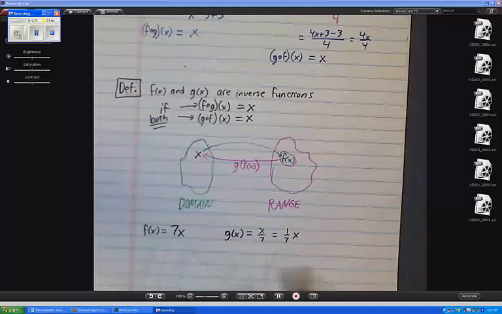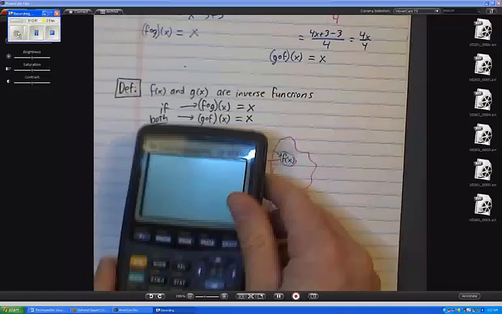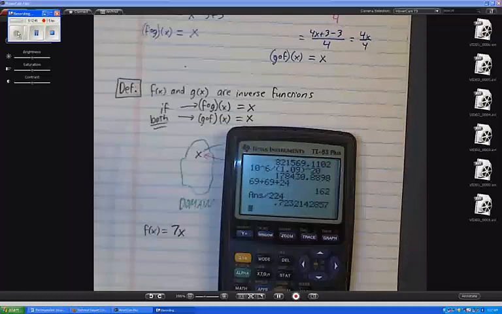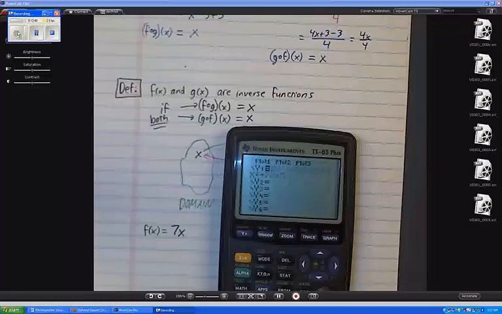By the way, it's actually worth it to sketch the graph of those two functions. Rather than use the graph paper, I'm going to show you what it looks like on the graphing calculator. So if I type in y equals 7x, and then here I'm going to type x divided by 7, we said those are inverse functions, right?